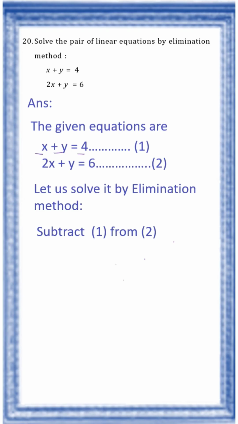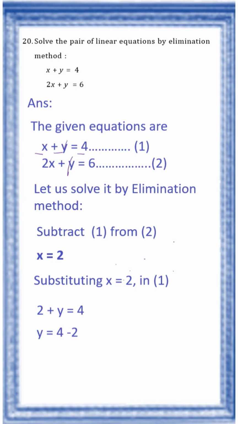Here y and y cancel. 2x minus x, that is x. 6 minus 4, that is 2. So x is equal to 2. Substituting x is equal to 2 in equation 1, that is x plus y is equal to 4, instead of x we have to put 2, so 2 plus y is equal to 4. So y is equal to 4 minus 2, that is y is equal to 2. So x is equal to 2 and y is equal to 2 are the solutions.